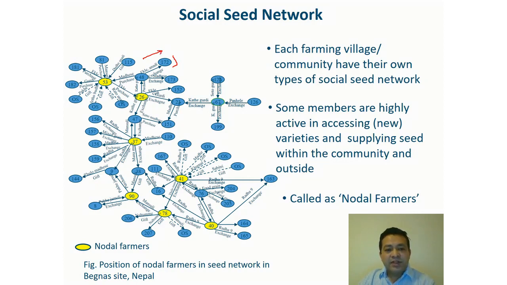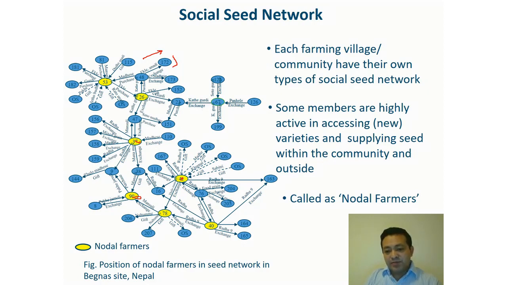And then there are also names mentioned as the variety names and the way they are exchanging, like exchange or gift, those network mechanisms. This shows different households are connected to each other, but some of them are connected with many other households. These are the hubs, like here, here, and here. They are called nodal farmers. So the nodal farmers are very important in the communities to maintain the social seed networks. If they don't play an active role, these networks will collapse.